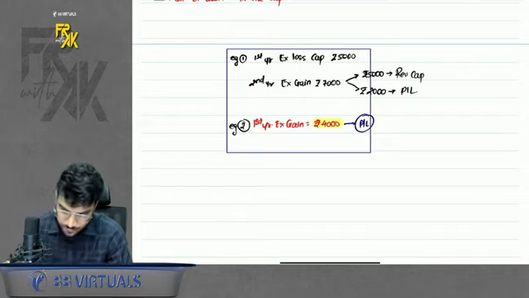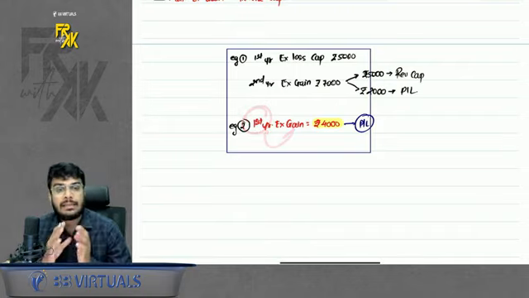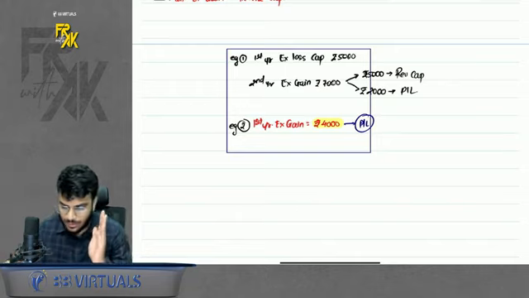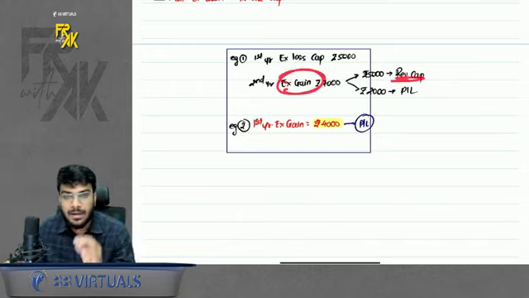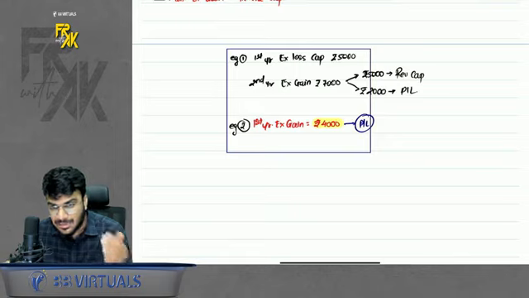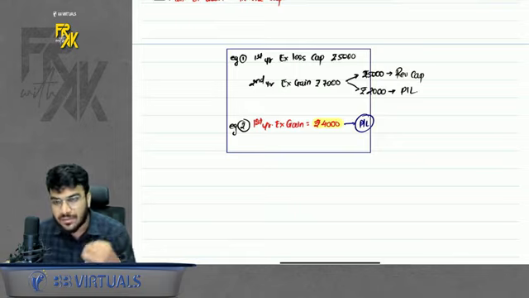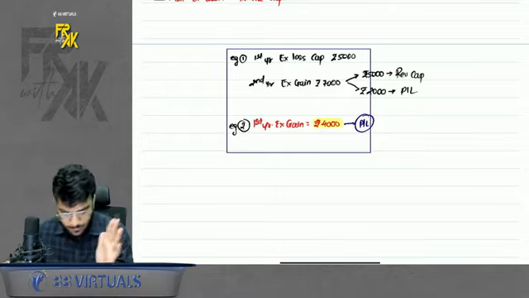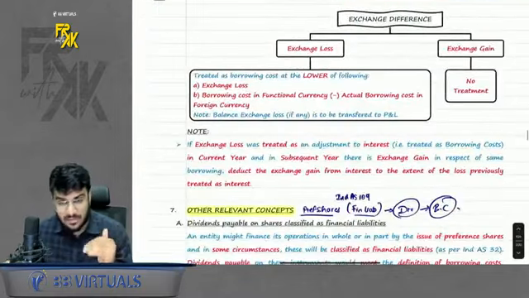But if in the first year itself you get a gain, then don't do anything. The reverse capitalizing of gain only comes into the picture when you get a gain in the subsequent years. If you got an exchange gain in the first year itself, do nothing with it. Okay, so this was the concept of exchange loss.